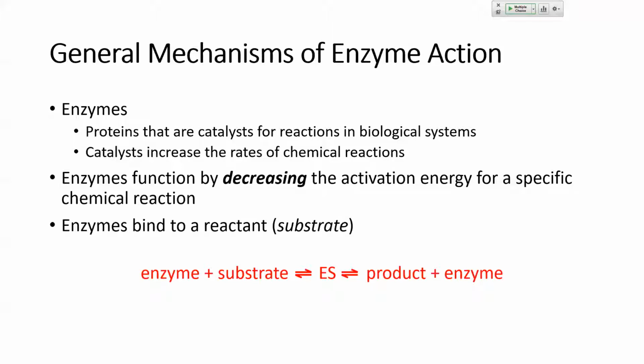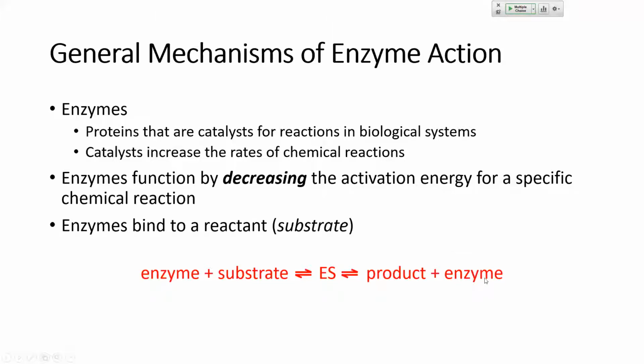So they bind to a reactant, also called a substrate here. We have the enzyme binding to the substrate on the left, and then we have this bidirectional arrow which shows that this reaction can proceed in the forward direction as well as in the reverse direction. We end up with an enzyme substrate complex here in the middle, and then we spit out the product on one end, and then we can spit back out the enzyme as well, okay?